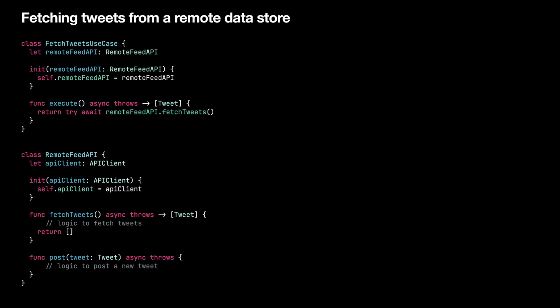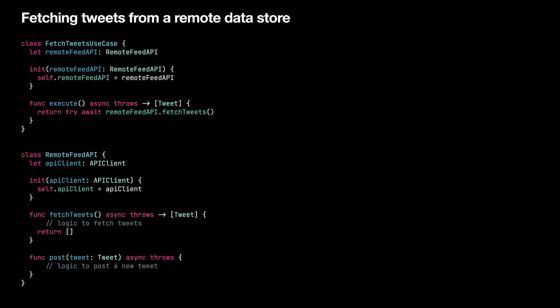Here I have a fetch tweets use case that fetches tweets from a remote API, and you can see the remote feed API is injected into the use case. But we have a couple of problems with this approach. The first one is we are coupling the business logic with the infrastructure details because it's a concrete implementation. Why should our business rules know about the infrastructure and where the data come from?